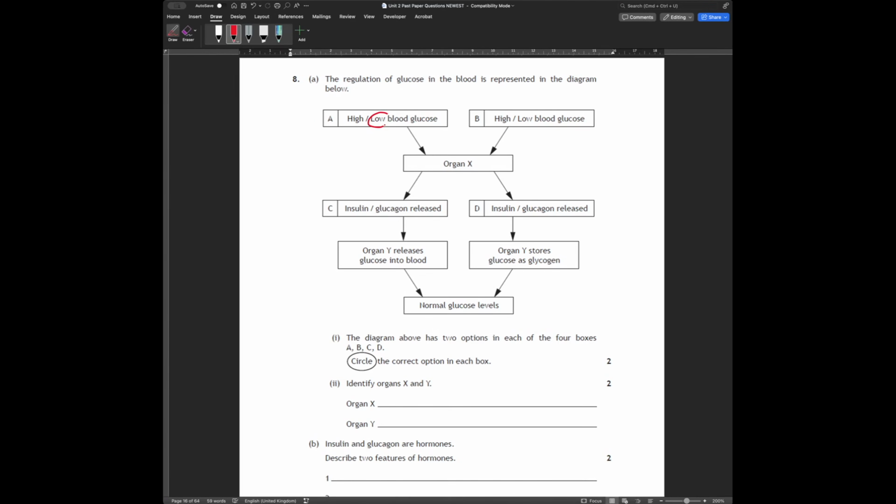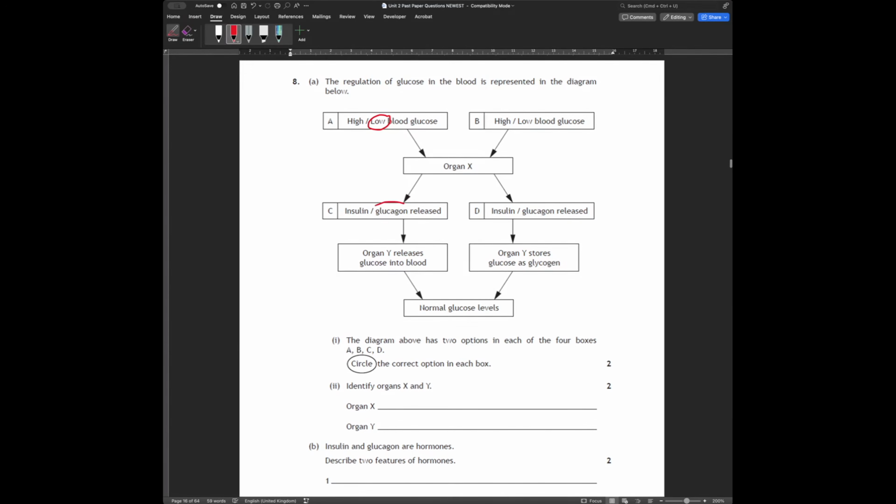So therefore, we're going to circle low up here. And when the glucose levels are low or the glucose has gone, we would secrete glucagon. Okay. And that deals with A and C. We go over to this side.